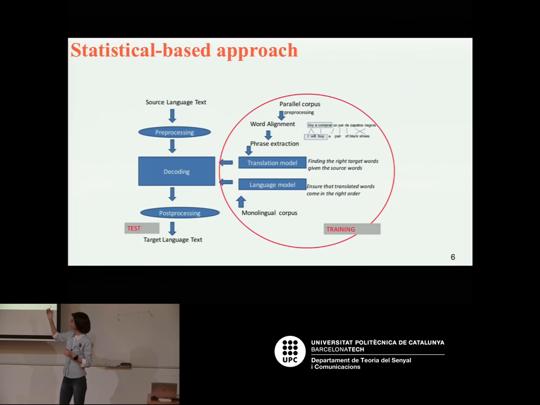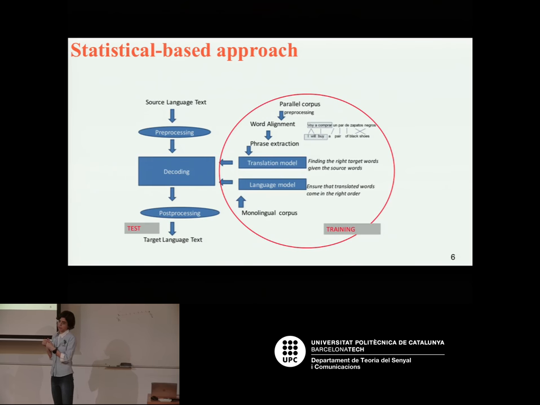From that, you do a phrase extraction and you build your translation model. What does it mean, a phrase extraction? The idea of this translation model is that you don't have only words aligned to words. You also have segments of words, which are called phrases: sequences of two or three words that correspond to a sequence of two or three words. And you build your dictionary here. It's a dictionary with probabilities.